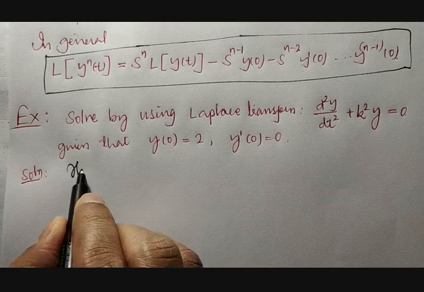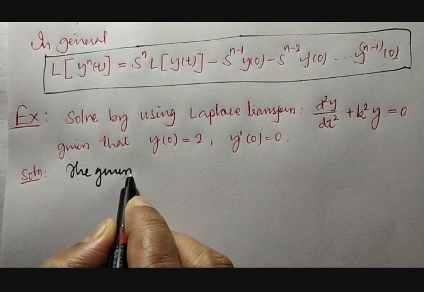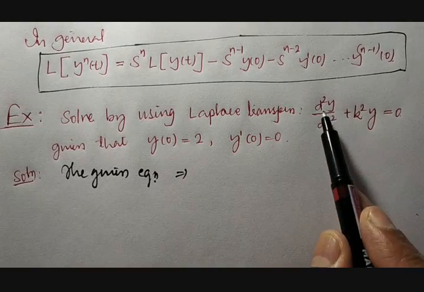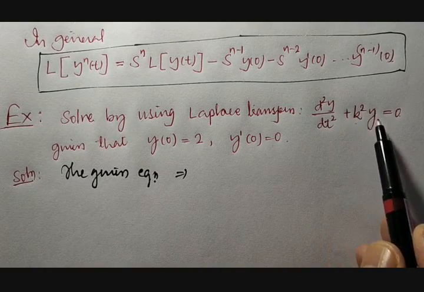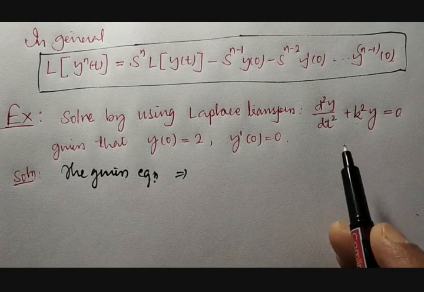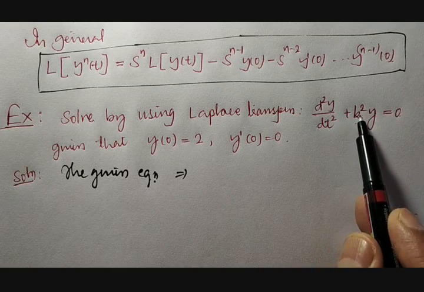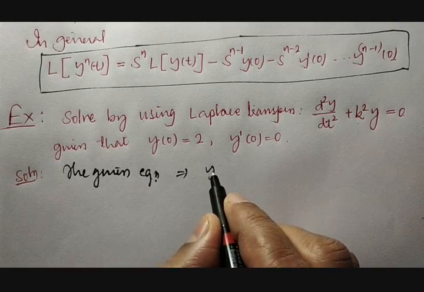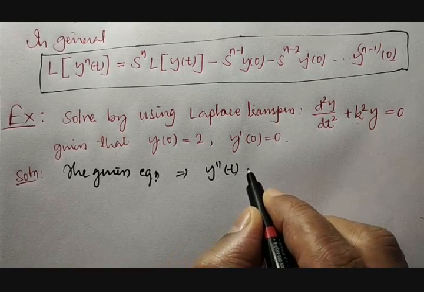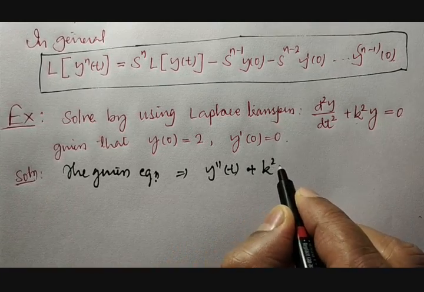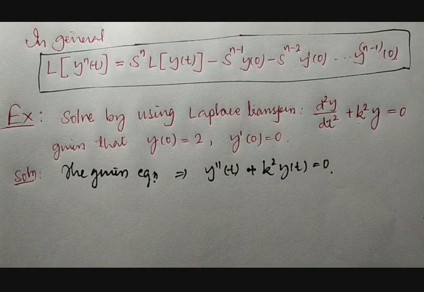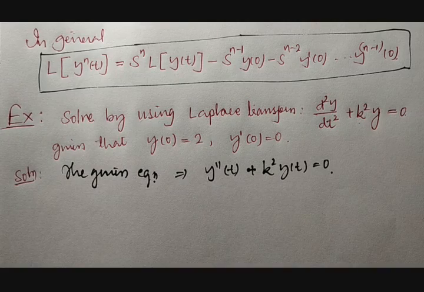The given equation is d²y/dt² + k²y = 0. Here it is understood that y is a function and t is a variable. Therefore, it can be written as y''(t) + k² y(t) = 0. Apply Laplace on both sides.